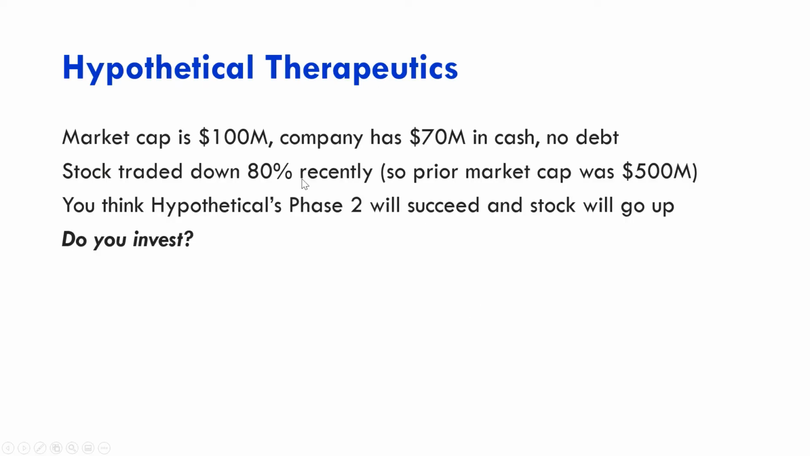Okay, so with that, very high level fact pattern in mind, in the valuation information and information on the trading history of the company, do you invest? So just to recap, this company, Hypothetical Therapeutics, traded down 80% because a competitor study failed. The competitor study failed because despite their drug being effective at shrinking the tumor, it had unacceptable side effects.